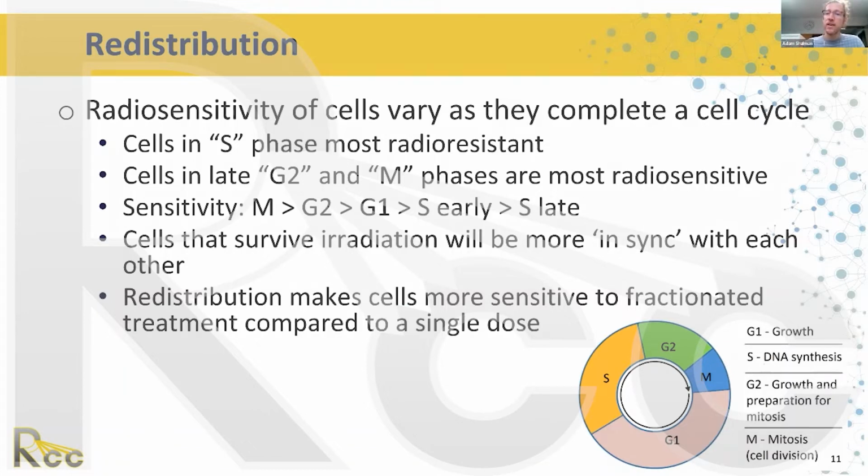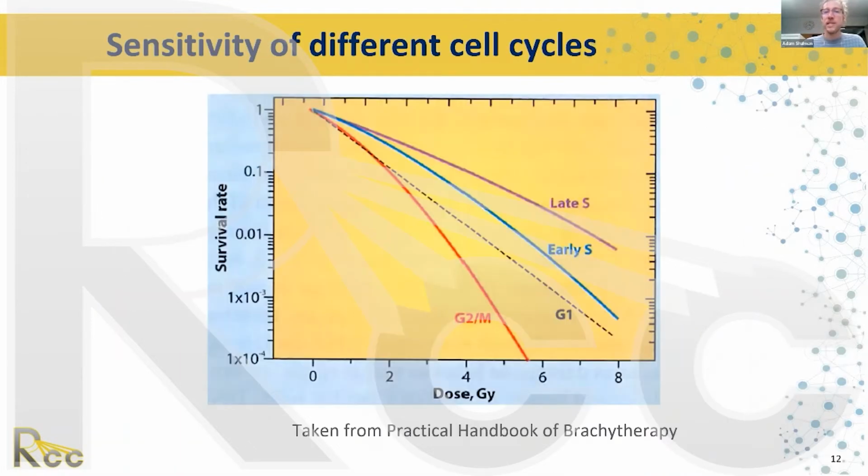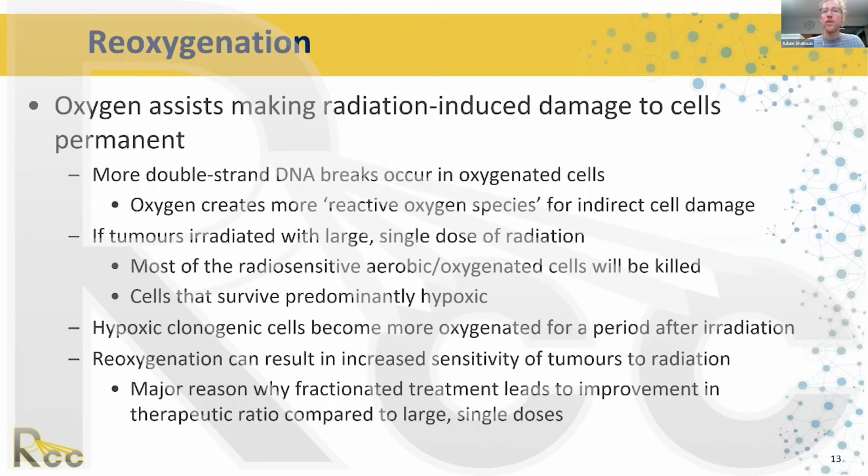But if you fractionate, so you deliver a dose and give it some time before the next fraction, the cells will redistribute themselves within the cell cycle. And so more cells will go to the M and the G2 stage. So when you deliver another fraction, more cells die. This fractionation really helps with increasing the amount of tumor cells that are killed. Sensitivity to different cell cycles, again, is just a picture showing that G2 and M stages are the most radiosensitive, and some of the other stages are less sensitive. And that's why that redistribution is so important. With more fractions, you get more and more cells going into the M and G2 stage.